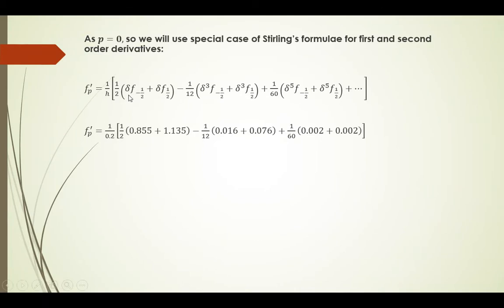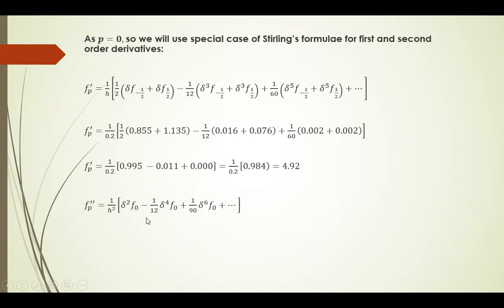Sigma f minus 1 by 2 from table. This is from table, this is from table. All these values are from table. So calculate these values. You'll get first derivative 4.92, and the second derivative is this one. That is the second derivative.